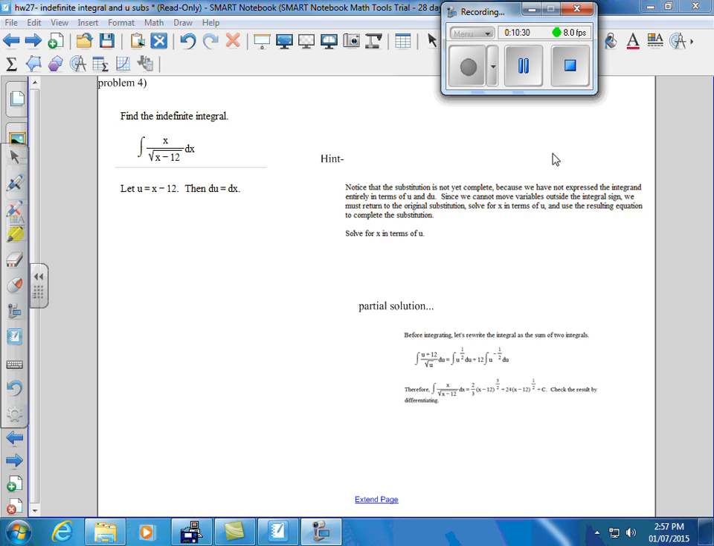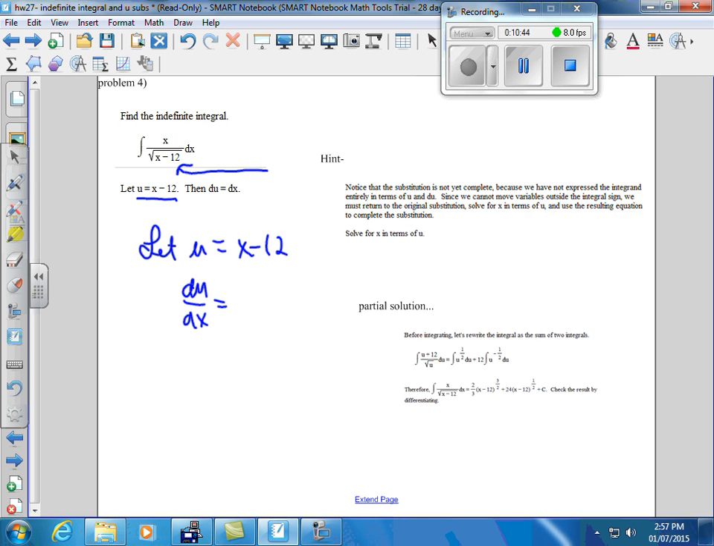Okay, so notice that with this one, we're so used to letting u equal this inner composition, right? But if I let u equal x minus 12, then du/dx is equal to 1. So du is equal to 1 dx, which doesn't really get you too far. That basically tells you that you can replace dx in the original with du, but it doesn't get you too far in terms of the rest of the problem. So you have to do a little manipulation here.